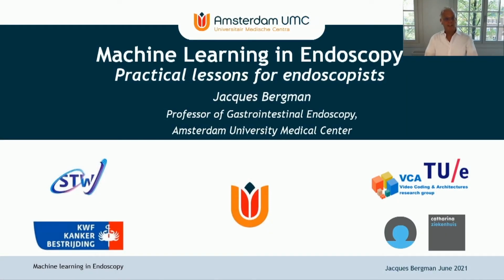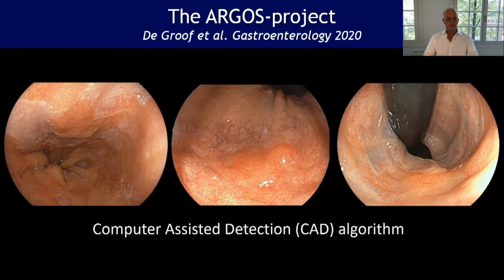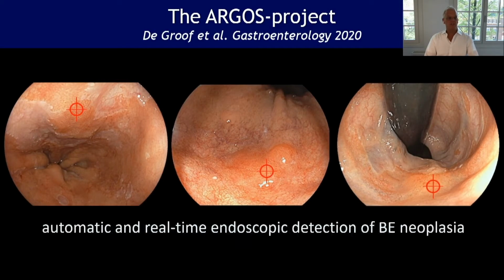So good afternoon, and welcome to my lecture on machine learning in endoscopy. Thank you so much for inviting me to this great Endo-Swiss endoscopy course. Me and my team in Amsterdam, together with our collaborators in Eindhoven, have an interest in machine learning, but mainly for the detection of early Barrett's neoplasia. So here are 3 examples of early Barrett's cancers. And here is where a computer-assisted detection algorithm, or a CAD algorithm, may help you during your endoscopy.